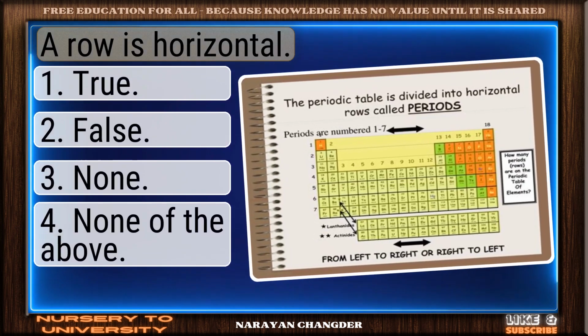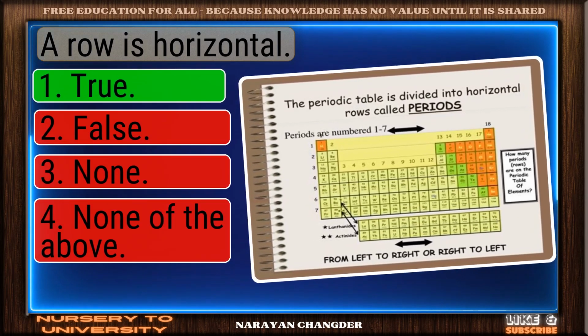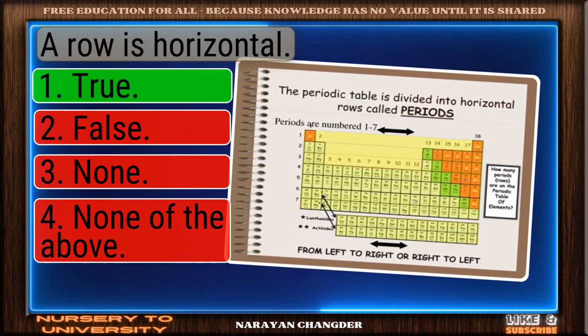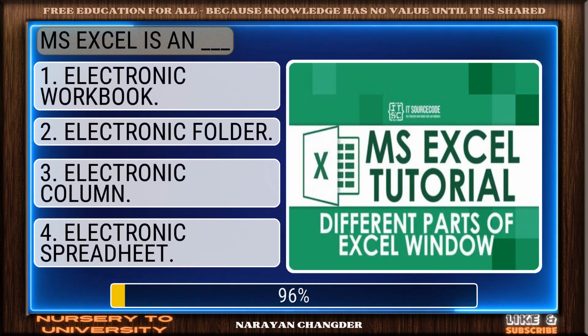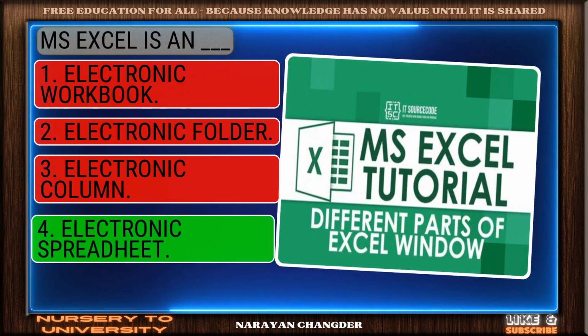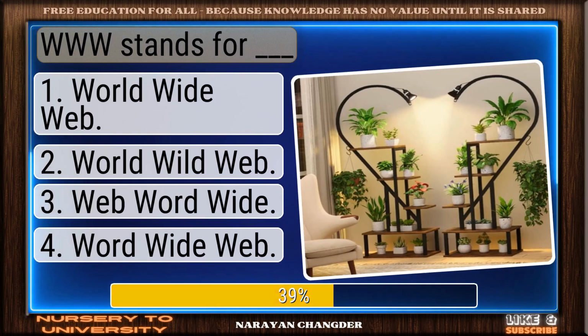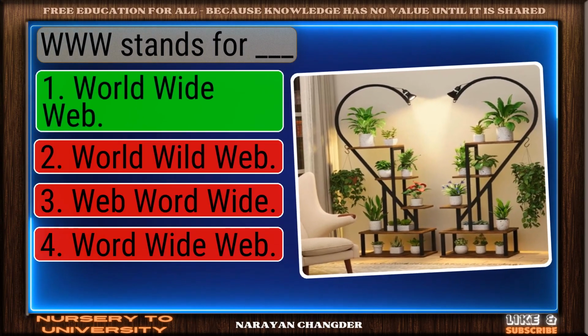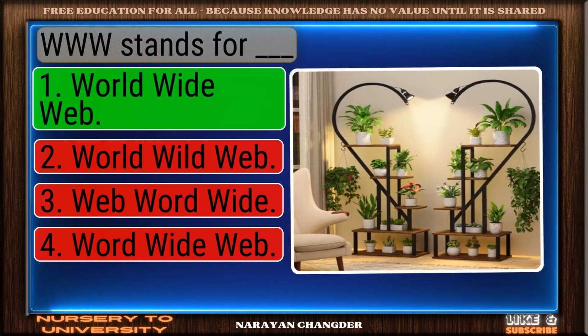A row is horizontal. Good thinking. True is the right answer. Ms Excel is in dash. Great job. Electronic spreadsheet is the accurate answer. WWW stands for dash. Great thinking. World Wide Web is the right choice.